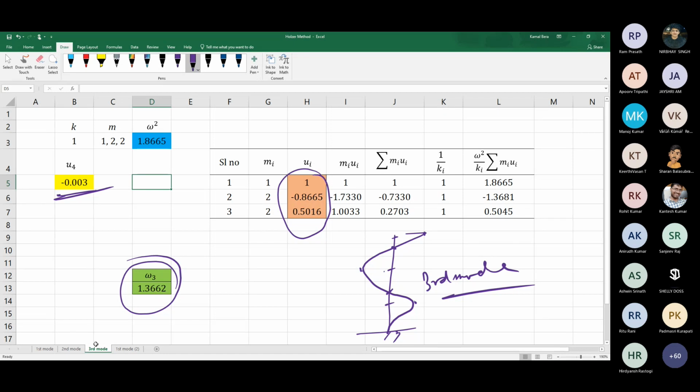Also use the Dunkerley formula. One thing you can do is first apply the Dunkerley formula to get an approximate idea about the fundamental frequency. Let's say you got 0.5 as the fundamental frequency. Then you are aware that the actual one will be around 0.55 or 0.6. From that you will get the idea and you can start the iteration.